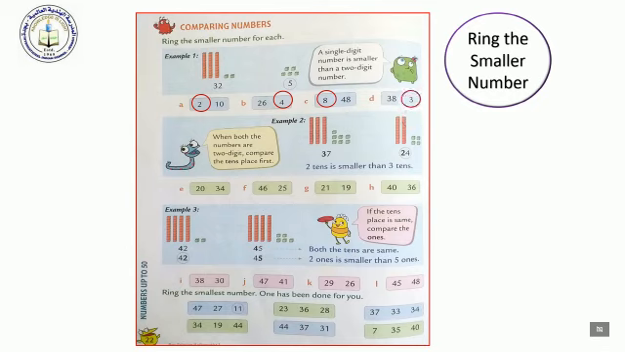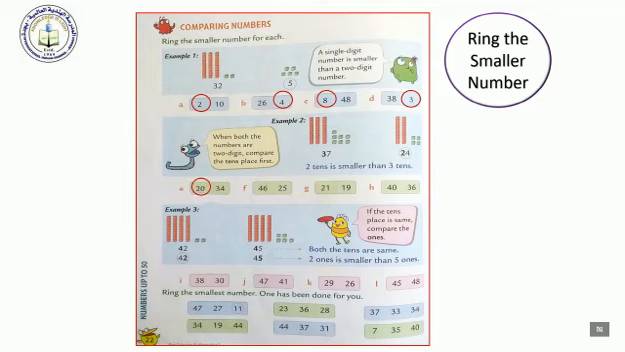Let's check bit number E. Here we have 20 and 34. 20 and 34, both the numbers are two digit. Now when the numbers are two digits, compare the tens place first. Now 20 has two tens and 34 has three tens. So which is the smaller number, children? Yes, 2 tens is smaller than 3 tens. So 20 is smaller than 34. So we are going to circle 20.